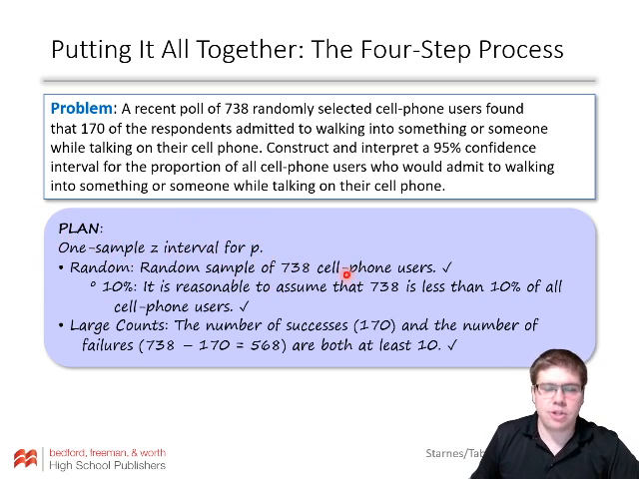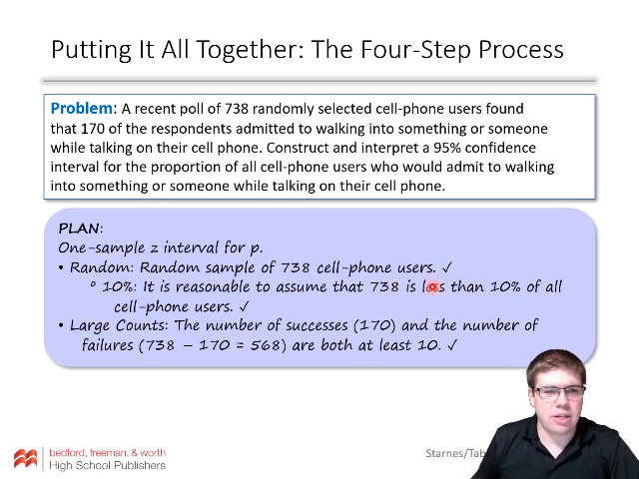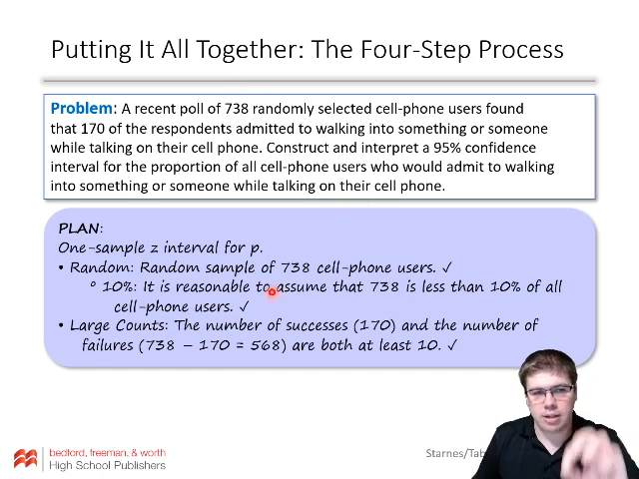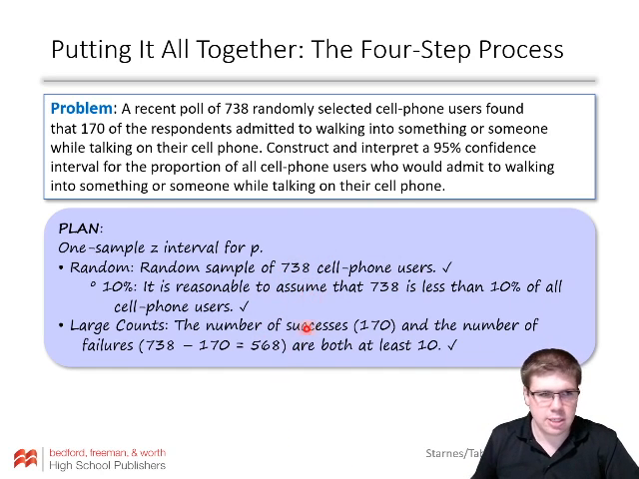Write that down and then check the conditions. We need to check the random, the 10%, and the large counts condition. In this case, the random sample checks out. They used a random sample of 738 cell phone users. The 10% condition, this one we don't know what the population size is, but you can either check conditions or you can make the assumption. If the condition is violated, we shouldn't assume it. But if they leave it up to something where we don't know, let's just assume it. Let's assume that these people are doing good statistics.